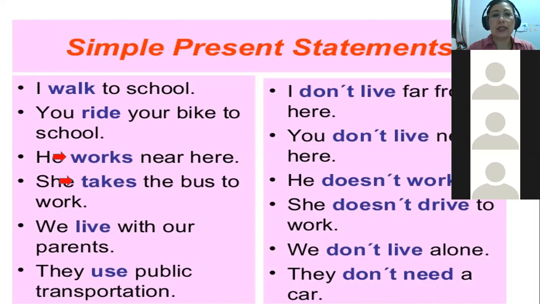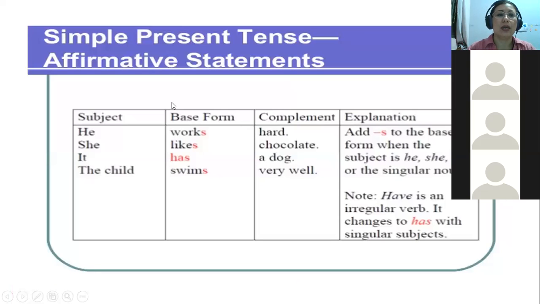And when we need to have a negative answer, we use don't and we use doesn't for he, she, and it. I say, I don't live far from here. You don't live near here. He doesn't work. She doesn't drive to work. We don't live alone. They don't need a car. So basically, the structure is here.